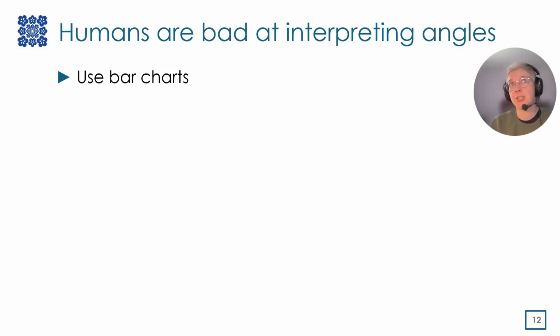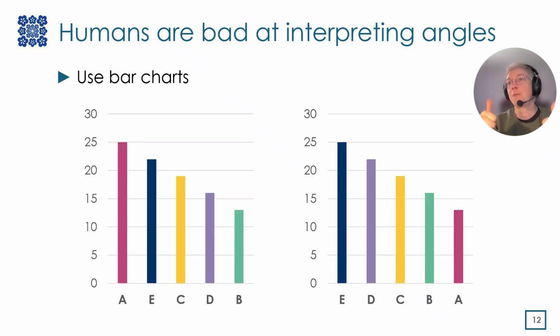You can use bar charts. Even better if the bar charts are ordered. Here, instead of putting A through E in alphabetical order, I just ordered from biggest to smallest. And is it clear and obvious here which one is the biggest, which one is the smallest? It is 100% obvious in which order it goes.